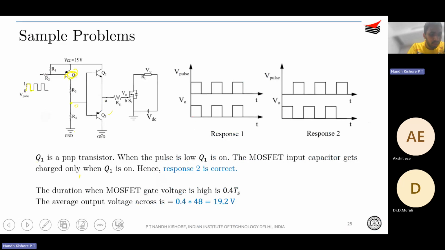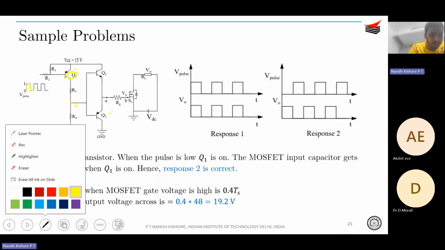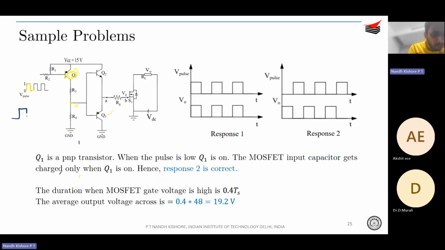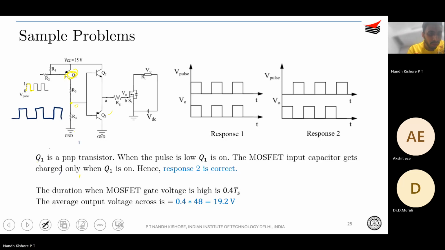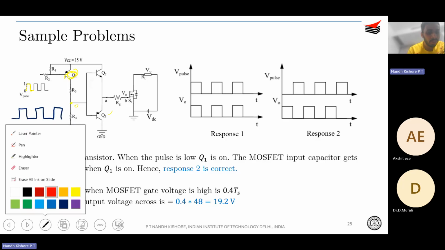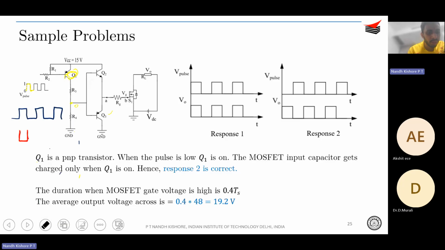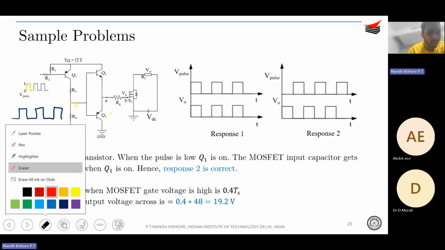So you will be having over here, when V pulse goes high, let me take another color. So your V pulse is something like this, okay? When your V pulse goes high, V naught would be something like low, correct? And vice versa, when your V pulse goes low, your PNP gets forward biased, okay? Your PNP will get forward biased.